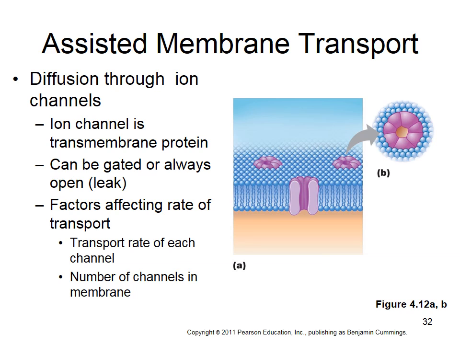Okay, let's talk about diffusion through ion channels. Okay, so ion channels are these transmembrane proteins. So here we've got the phospholipid bilayer, and they're forming a pore within that membrane. Okay, they can either be gated, so they open or close to some sort of stimuli, or they're always open. And when they're always open, they're called leak channels.